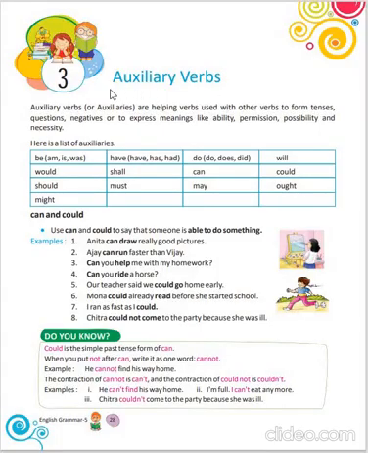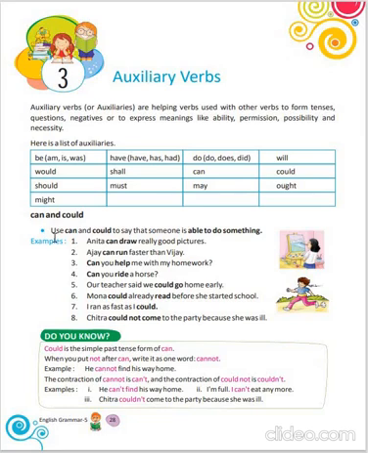Let's start chapter 3, auxiliary verbs. Auxiliary verbs are the helping verbs that are used with other verbs to form tenses, questions, negatives, or to express feelings like ability, permission, possibility, and necessity. So here is the list of auxiliary verbs.